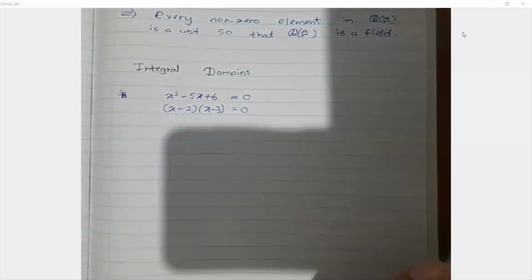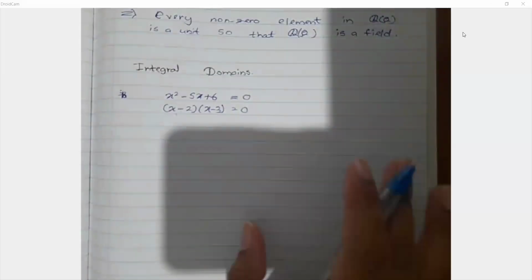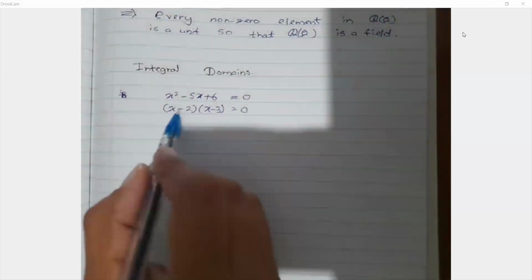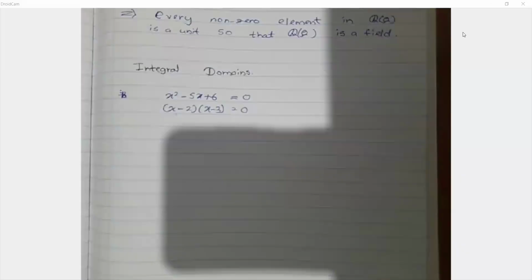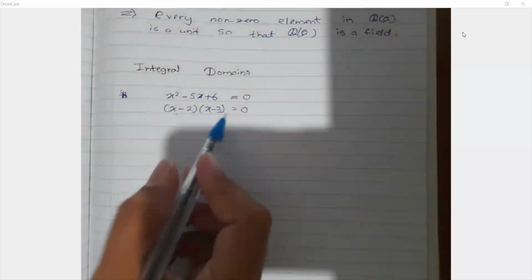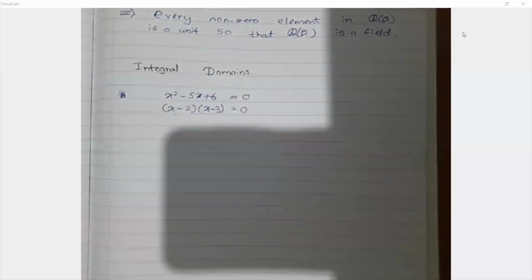So what do we conclude at this point? We say that then one or the other must be 0, right? So the only possible values for x in this case, so that this entire polynomial ends up being 0, would either be when x is equal to 2 or when x is equal to 3. So we simply conclude that the only possible values are 2 and 3.